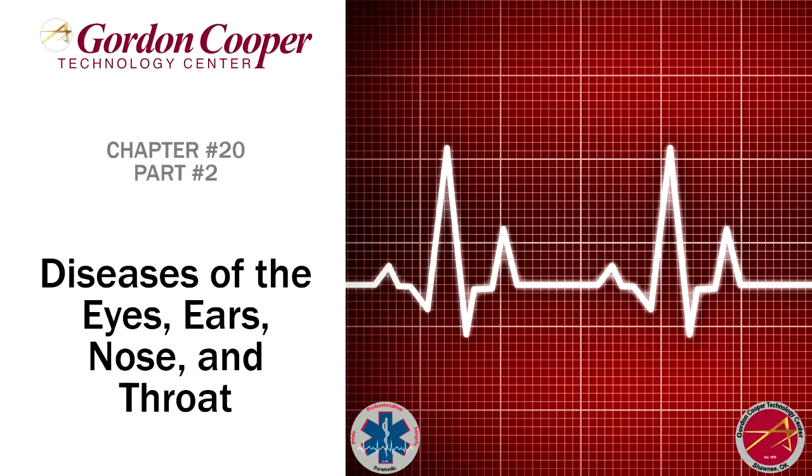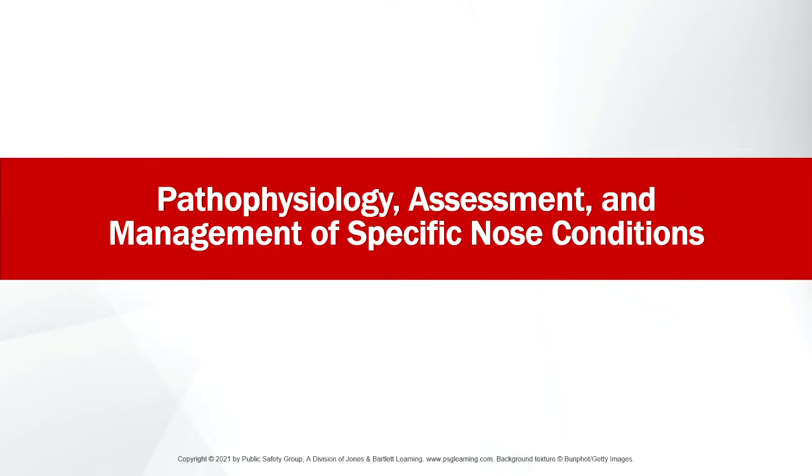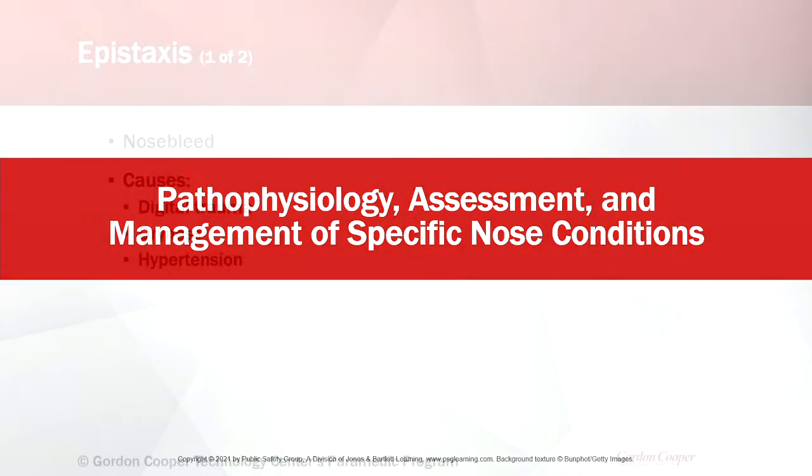Okay, here we go with part 2 of chapter 20, which is discussing the eyes, ears, nose, and throat diseases that can kind of affect us. We left off talking about the structures of the nose, so we're going to pick up this one with talking about assessment and management of some specific nasal conditions.